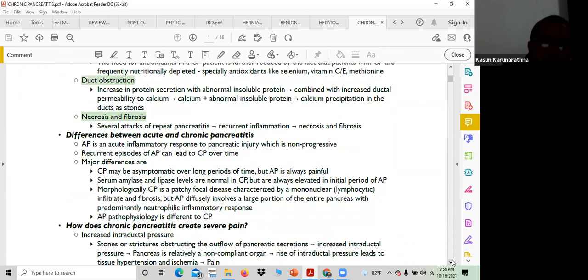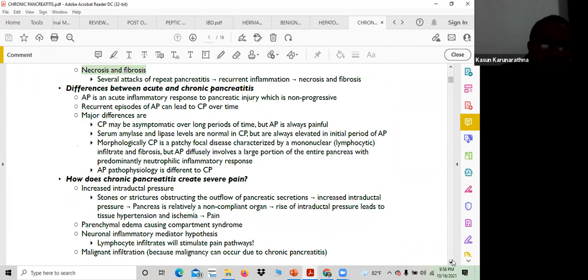Difference between acute and chronic pancreatitis. Acute pancreatitis is an acute inflammatory process which is non-progressive, right? And recurrent episodes of acute pancreatitis can lead to chronic pancreatitis. Right? Major differences: chronic pancreatitis may be asymptomatic over a long period of time. But acute pancreatitis is always symptomatic.